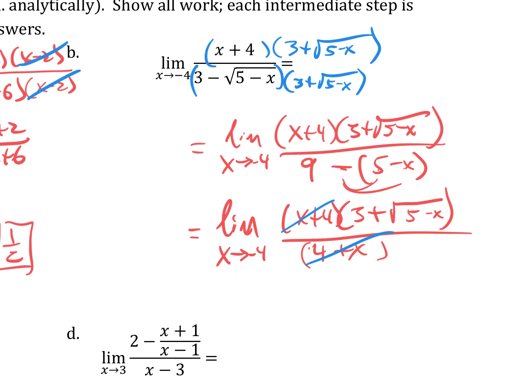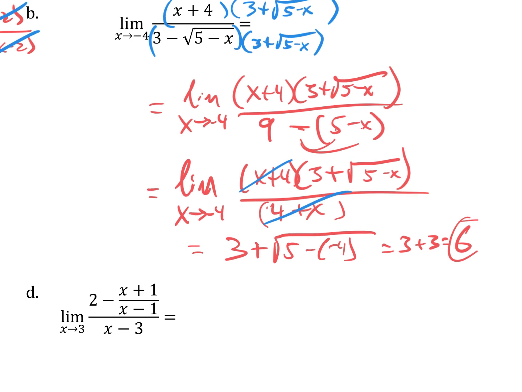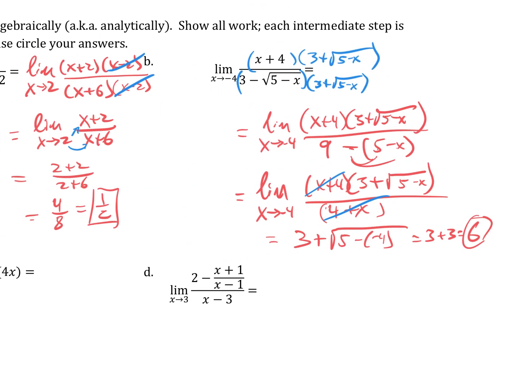And we can go ahead and plug that in. Let's evaluate the limit here. So we're going to have 3 plus the square root of 5 minus, plug in negative 4, because that's what we're finding the limit here. Plug that in. That's 5 plus 4, that's 9. The square root of 9 is 3. 3 plus 3 is 6. Okay? There you have it. So again, we're changing the limit until we can actually plug it in and evaluate.